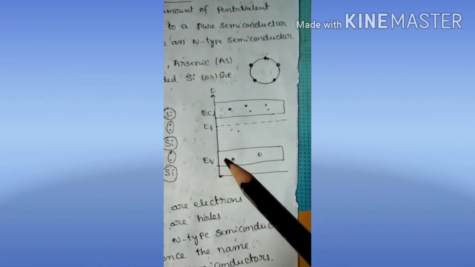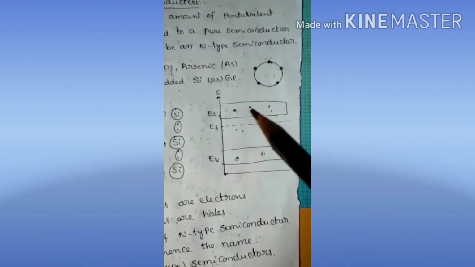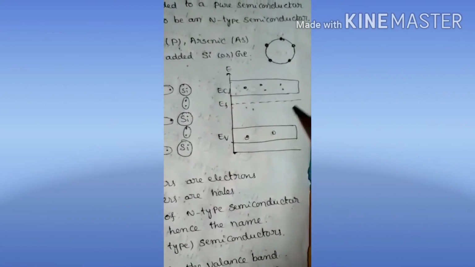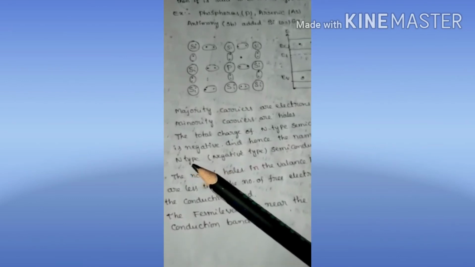When you observe here, in the valence band the holes are fewer, and in the conduction band the electrons are more. That's why the Fermi level is nearer to the conduction band. And here the electrons are the majority carriers. That's why it has a negative charge. That's why it is called an n-type semiconductor.